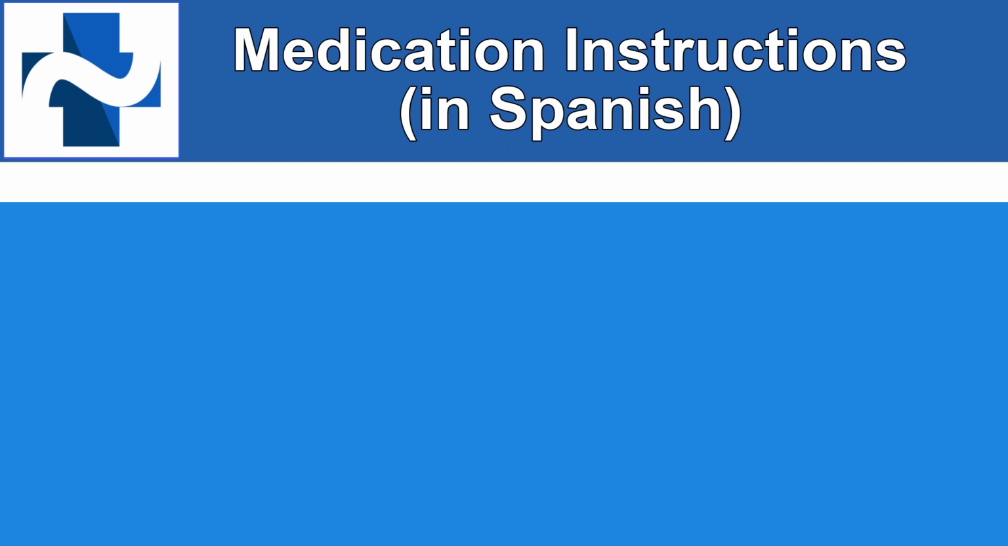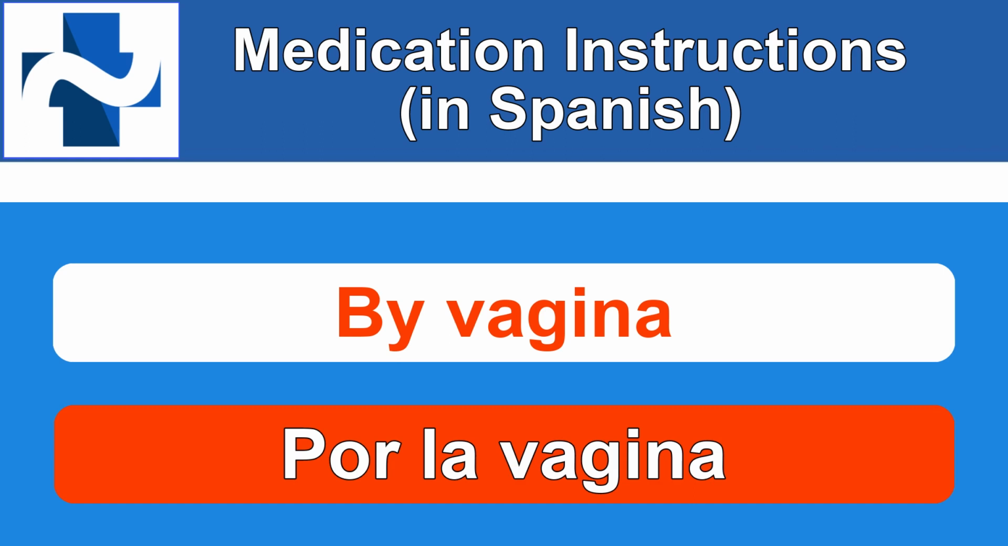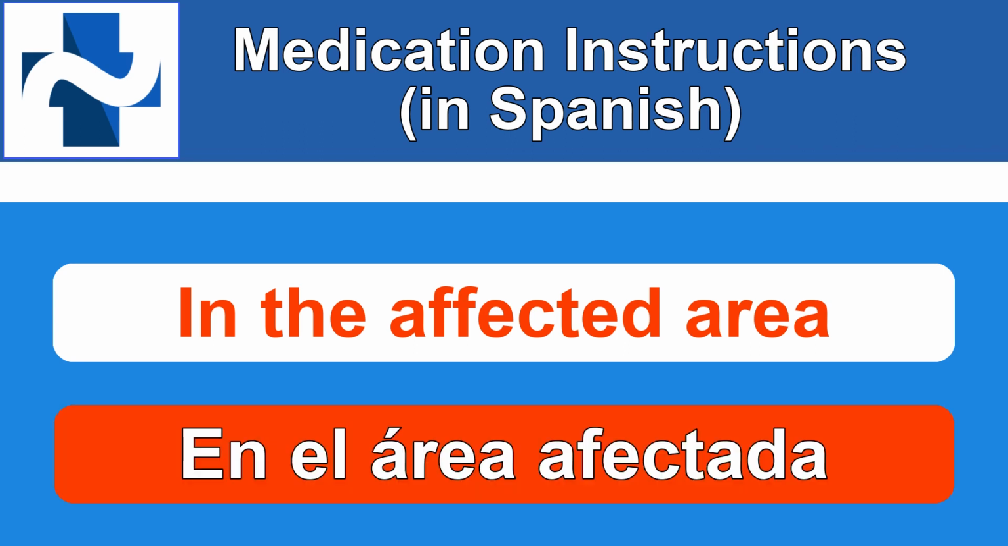So, all right. What about by, like through, same phrase, but we'll just exchange it with vagina. So it'll mean like by vagina or in the vagina. Por la vagina. And last one, in the affected area, so especially for like a topical cream or something, in the affected area. En el área afectada.